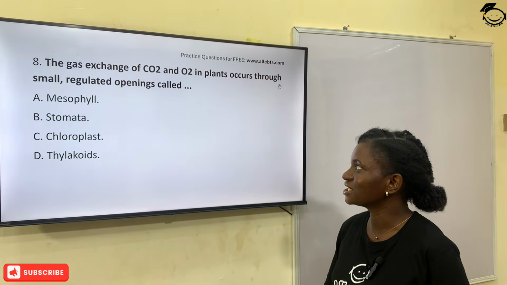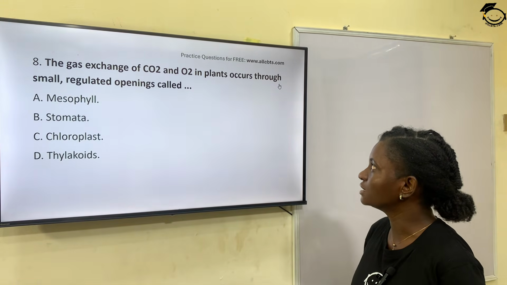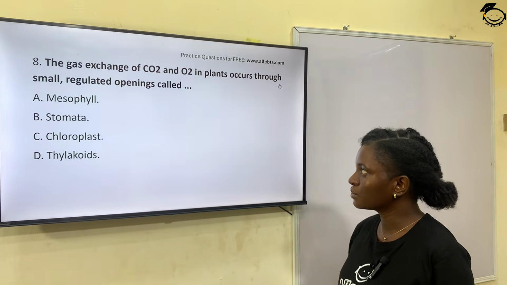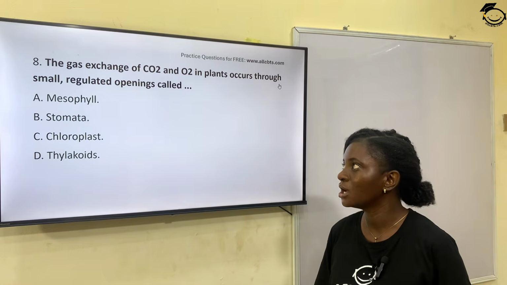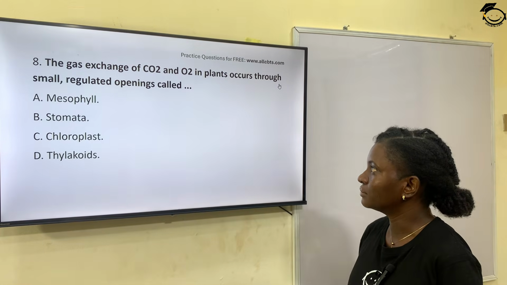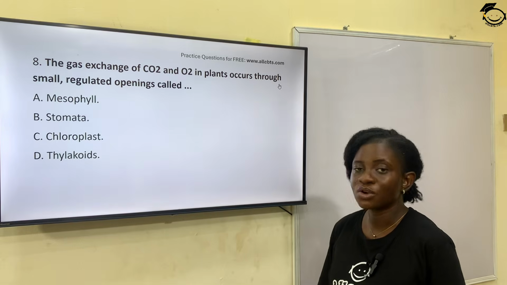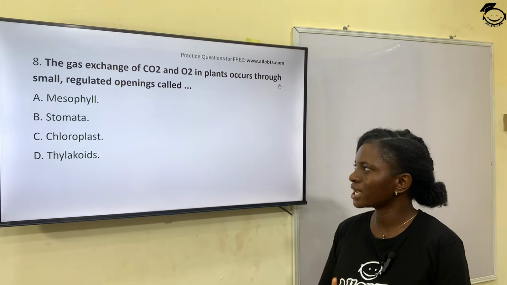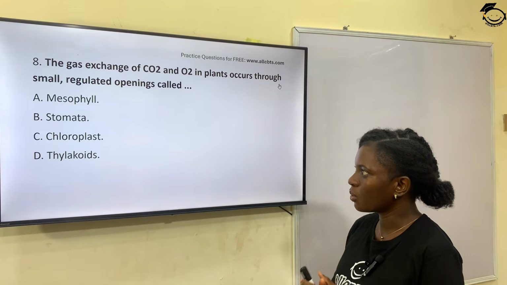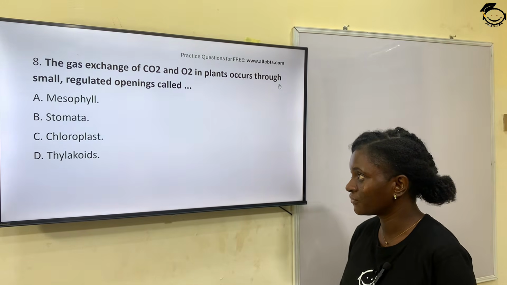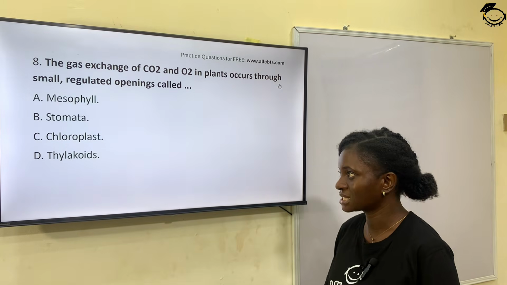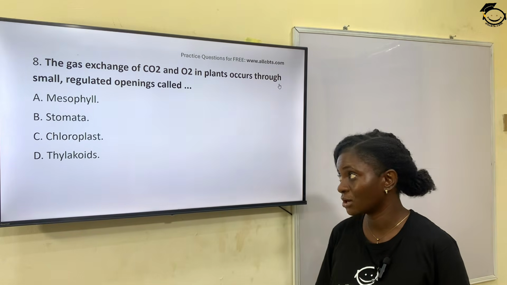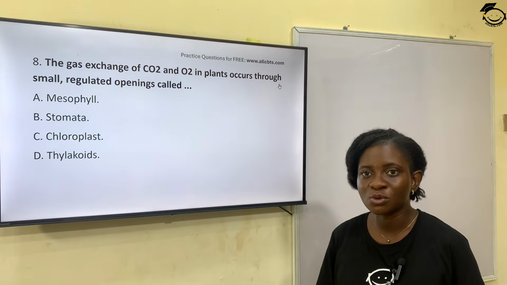Question 8. The gas exchange of CO2 and O2 in plants occurs through small regulated openings called what? The gas exchange of carbon dioxide and oxygen in plants occurs through small regulated openings. Option A, mesophyll. Option B, stomata. Option C, chloroplast. Option D, thylakoids. So the correct answer is stomata.